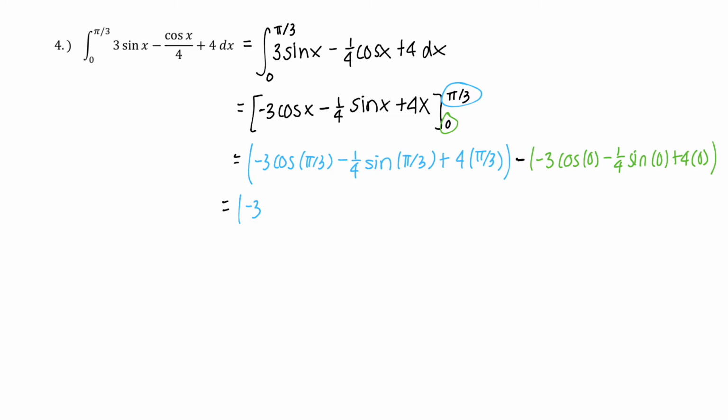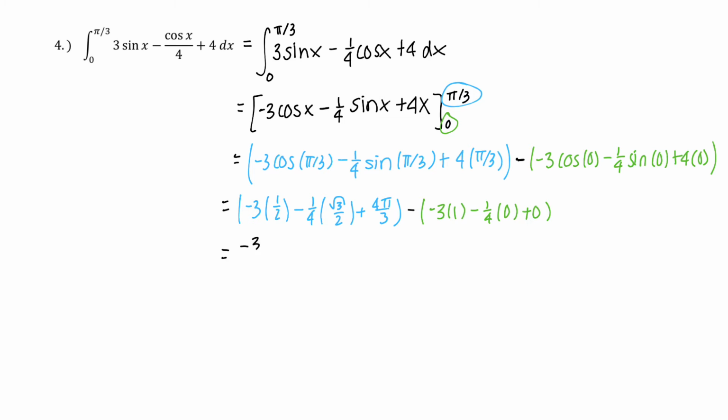So then we'll have negative 3 cosine of pi over 3 is going to be 1/2. Sine of pi over 3 is going to be root 3 over 2. This will be 4 pi over 3. Cosine of 0 is going to be 1. And then sine of 0 is 0. And then 4 times 0 is 0.